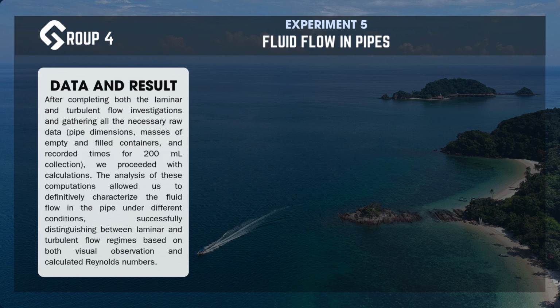Data and results. After completing both the laminar and turbulent flow investigations and gathering all the necessary raw data, pipe dimensions, masses of empty and filled containers, and recorded times for 200 ml collection, we proceeded with calculations. The analysis of this computation allowed us to definitively characterize the fluid flow in the pipe under different conditions, successfully distinguishing between laminar and turbulent flow regimes based on both visual observation and calculated Reynolds number.